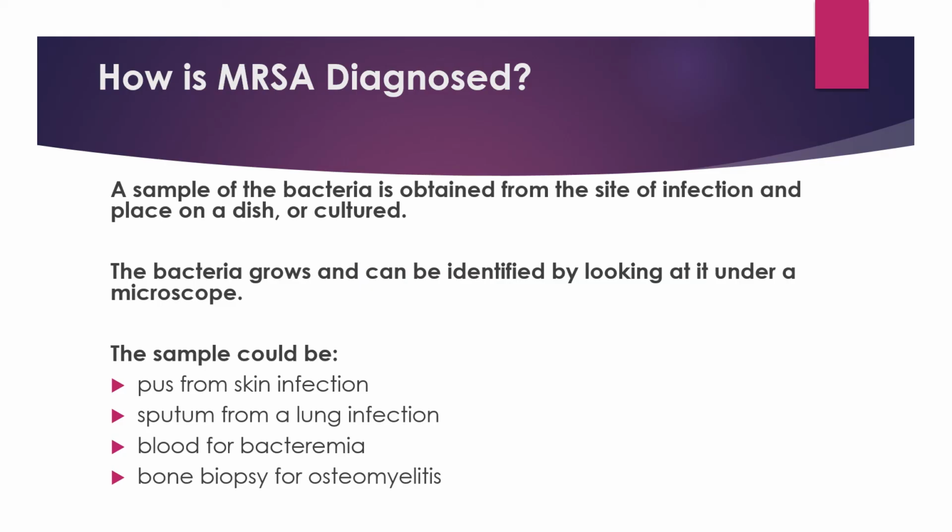How is MRSA diagnosed? A sample of the bacteria is obtained from the site of the infection and placed on a dish or culture. The bacteria grows and can be identified by looking at it under a microscope. The sample could be pus from skin infection, sputum from a lung infection, blood for bacteremia, bone biopsy for osteomyelitis.